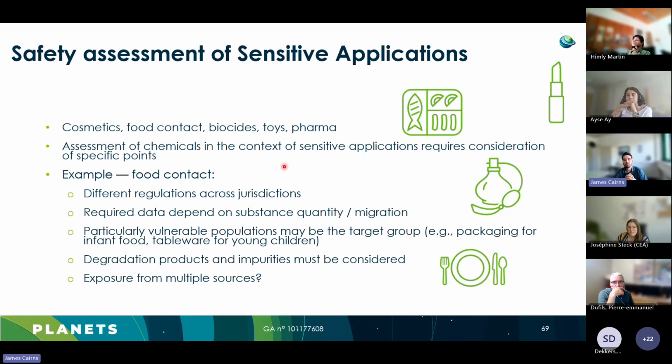The required data depends also on this, coming back to the testing strategy that the regulator has to plan out, and also on assessing if there is exposure from multiple sources.